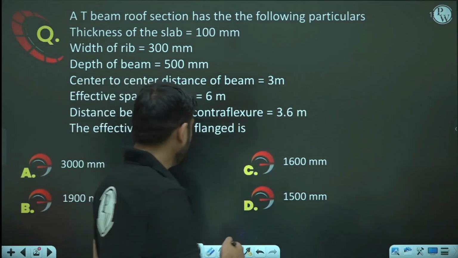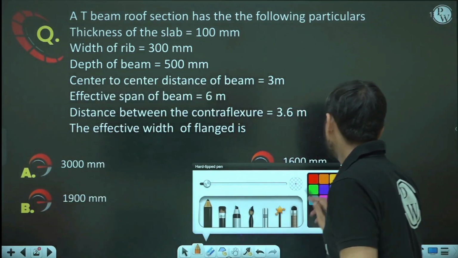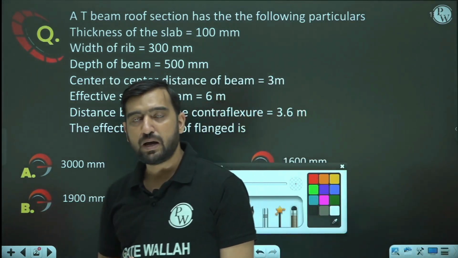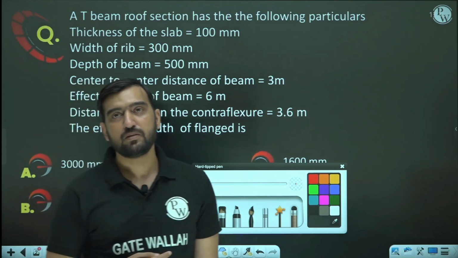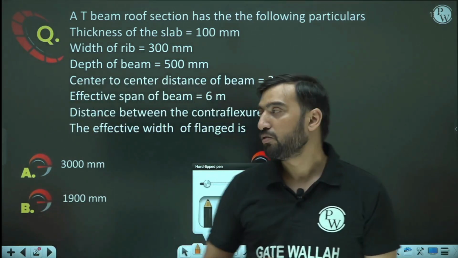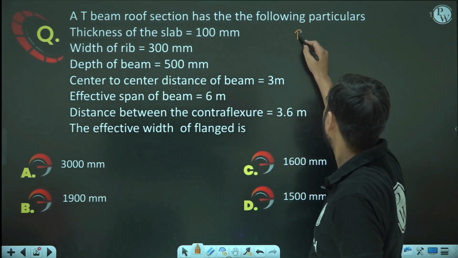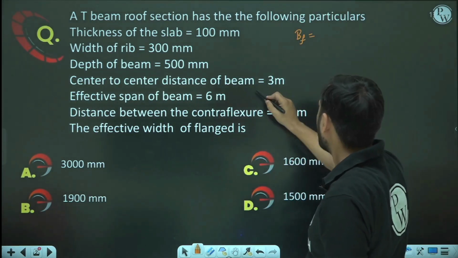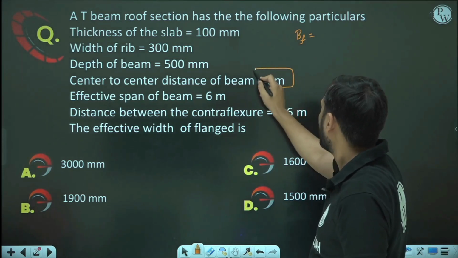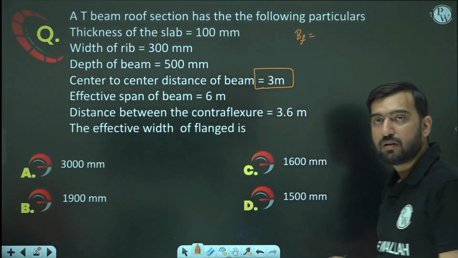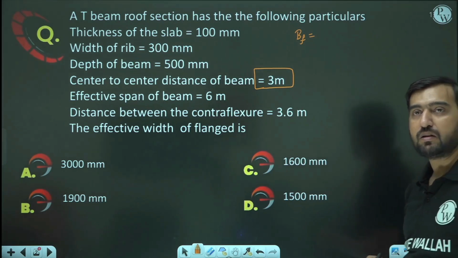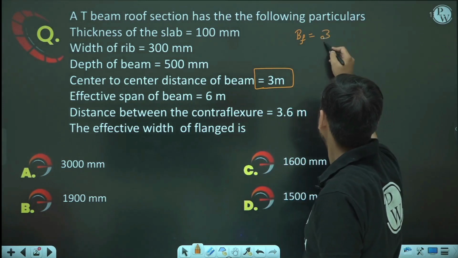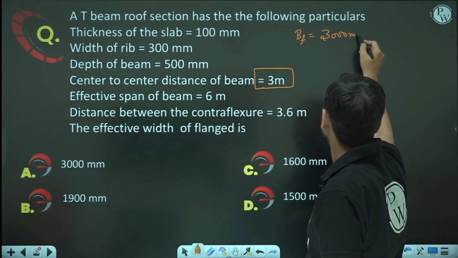So what we have studied, that effective width of the flange is either center to center distance, or it is equal to L0 by 6 plus BW plus 6 times DF. Okay, so center to center distance BF is L1 by 2 plus BW plus L2 by 2. So it is given to you directly how much? It is given to you 3 meter, or you can say 3000 mm.